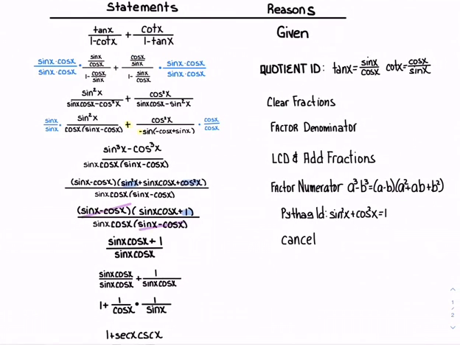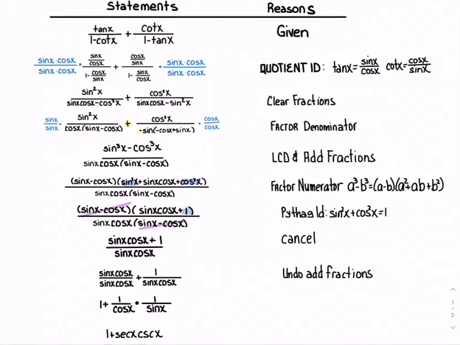We've met in the middle, so we're just going to start stating why we can move from one line to the next. I'm canceling sine of x minus cosine of x in the numerator and denominator. And then from there, we're really just going to undo adding the fractions together, which kind of sounds funny. You could say simplify if you really wanted to, but that denominator sine x cosine x belongs to both terms in the numerator.